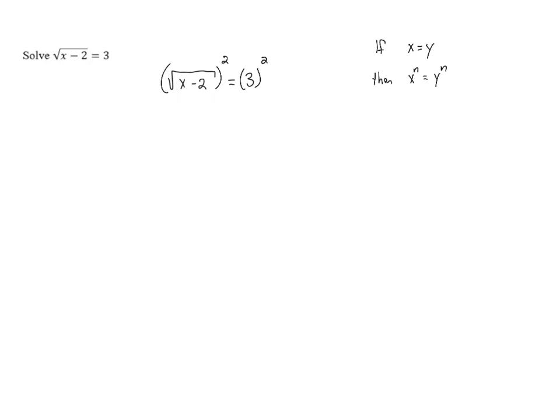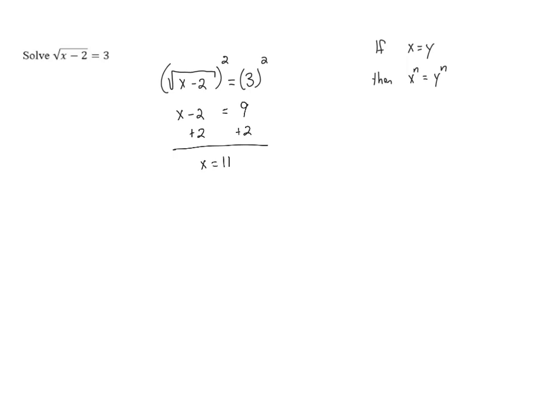On the left-hand side, if we square the square root of x minus 2, we end up with just x minus 2, because taking a square root and then squaring something cancels out those two operations. And on the right-hand side, we have 3 squared is 9. Now, to get x alone, we have to add 2 to both sides of this equation. That leaves us with x on the left and 11 on the right.